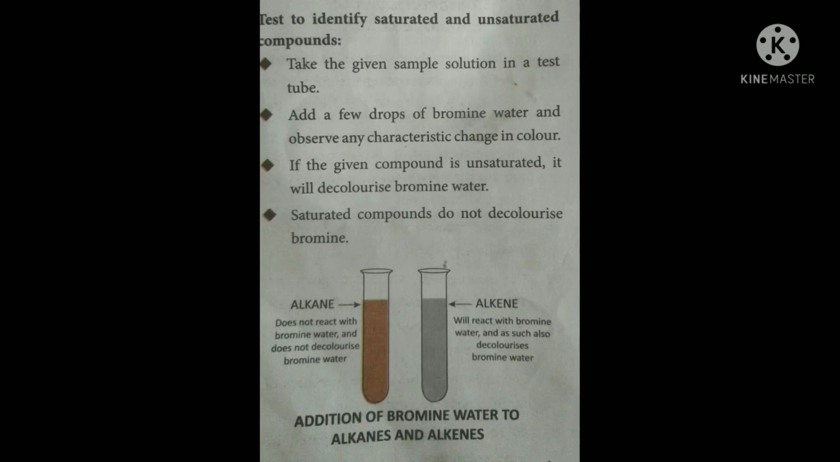And the test to identify is the bromine test. To the given sample, we add a few drops of bromine water. If the compound is saturated, there will be no color change. If it is unsaturated, the bromine water reacts with the compound and the orange color turns into a colorless product. Saturated compounds do not decolorize bromine because they do not undergo chemical reactions, since all the valence electrons are filled with hydrogen atoms. That is also a very important question, so learn that, page number 158.